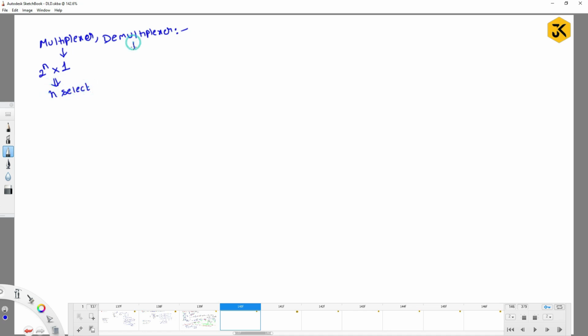Similarly, a demultiplexer takes n lines as select lines and produces 2 power n lines as output by taking one input line. Whatever input you give is redirected to 2 power n lines, and it requires n select lines, right?